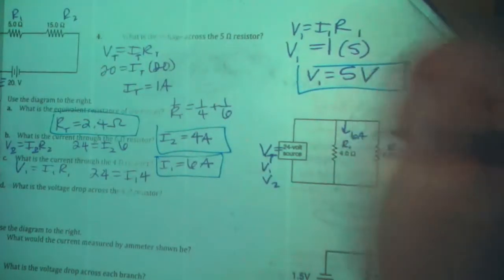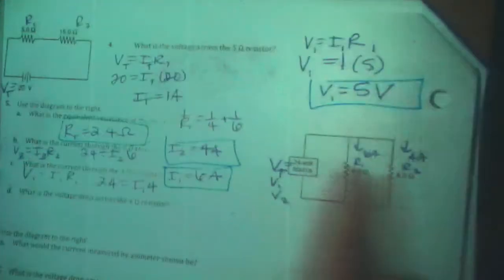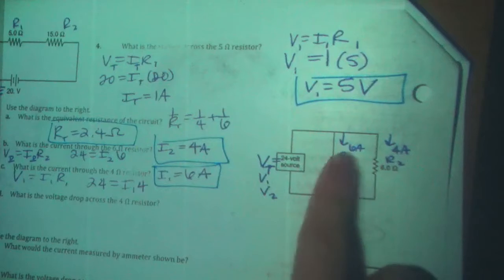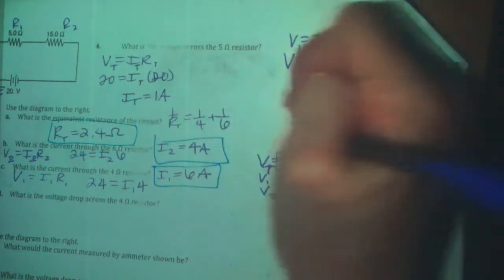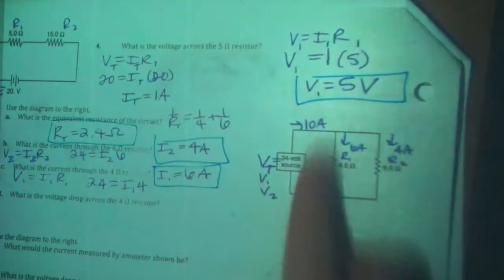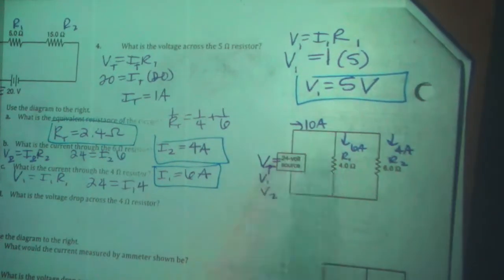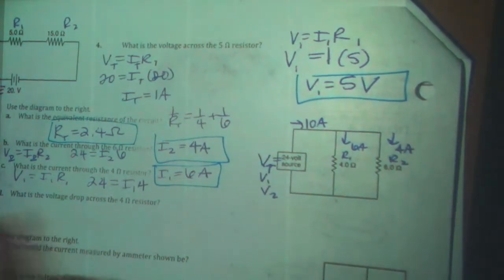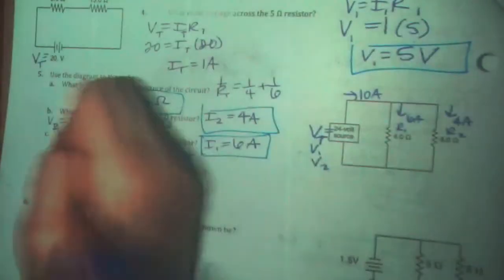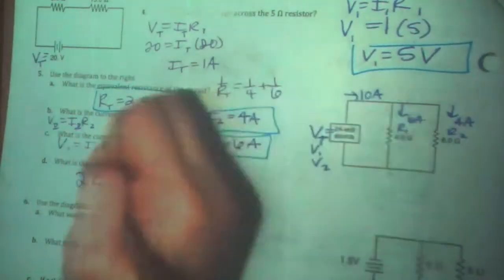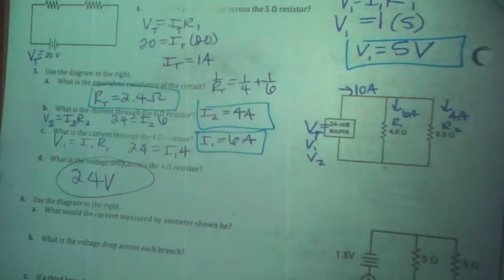And then if you really wanted to check, this would give me a total. So this is saying 6 amps right here, and this is saying 4 amps. Makes sense, this gets a little bit more current because it's a little less resistance, a little easier to get through. That would give a total of 10 amps, which makes sense with R total because I total times R total would give me the right total voltage. Voltage drop across the 4 ohm resistor is just 24 volts. You already know that. Voltage is the same in a parallel circuit.